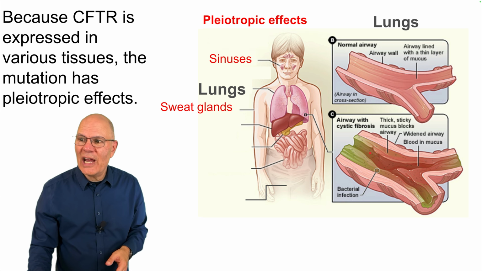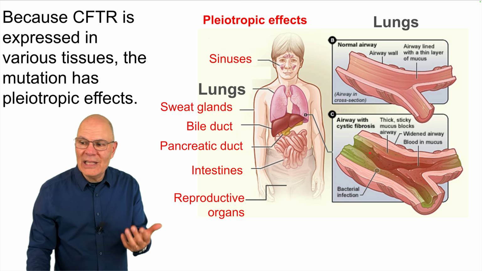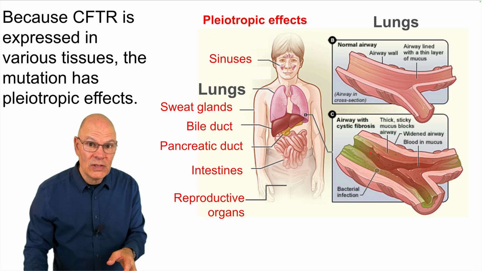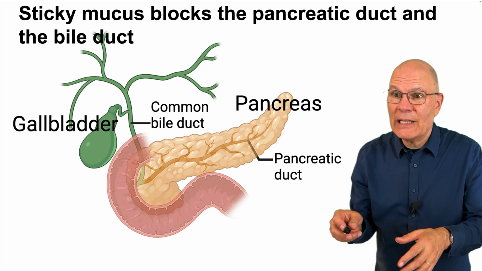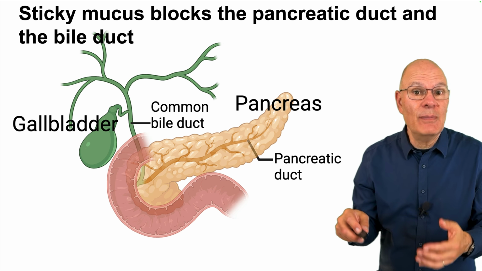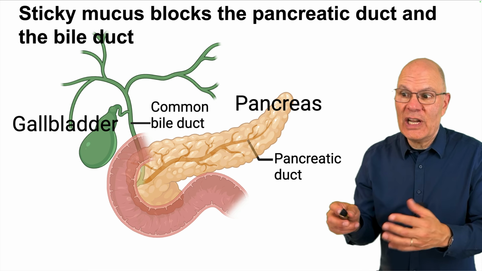but also in the sinuses, in the sweat glands, in the bile duct, in the pancreatic duct, in the intestines, and in the reproductive organs. Here are just a few examples. That sticky mucus blocks the pancreatic duct and the bile duct so that the digestive system doesn't get the secretions that it's supposed to get, and that affects digestion.